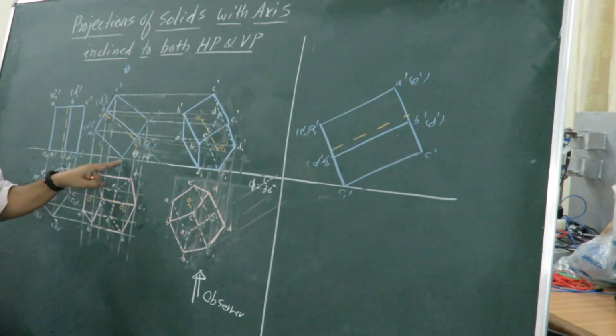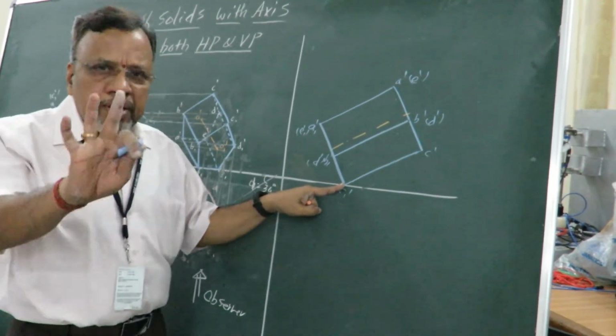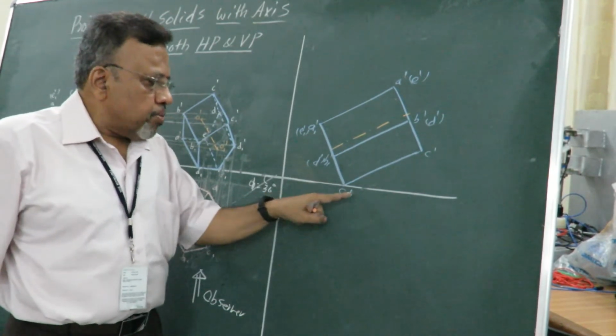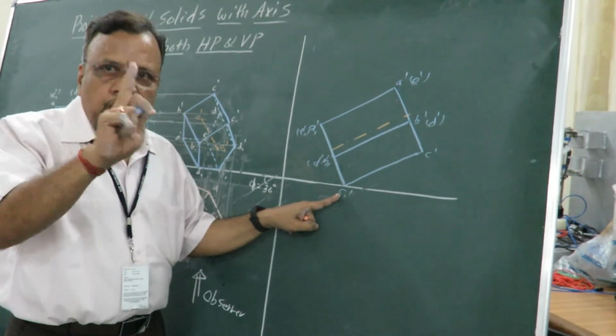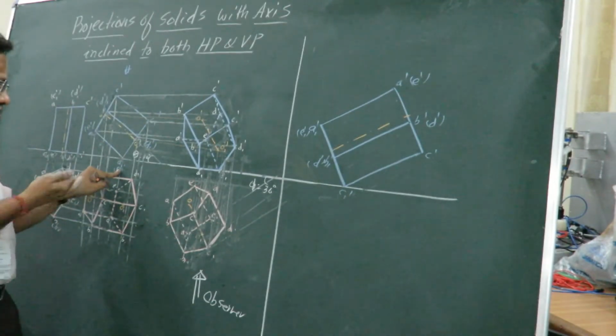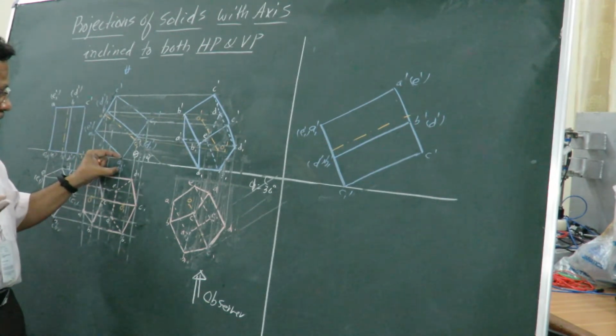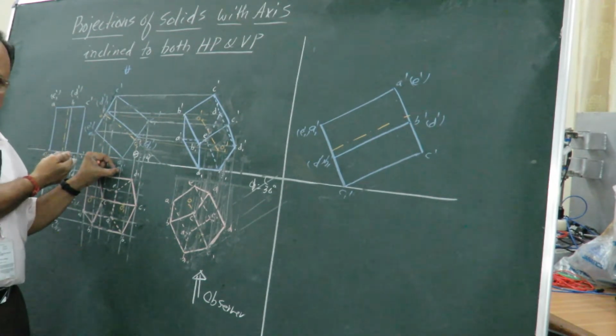Can you make out the difference between this figure and that figure? In this figure, it is resting on a base edge. In this figure, it is resting on a corner. A simple way is, if I say resting on a corner, I should get only one point, only one naming. If I get two namings, it has to correspond to a base edge seen as a point. Seen as a point means this particular base edge is parallel to HP or resting on HP.